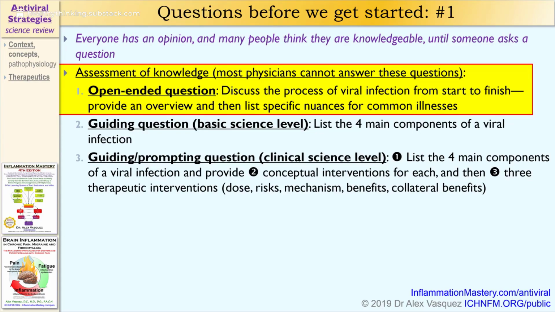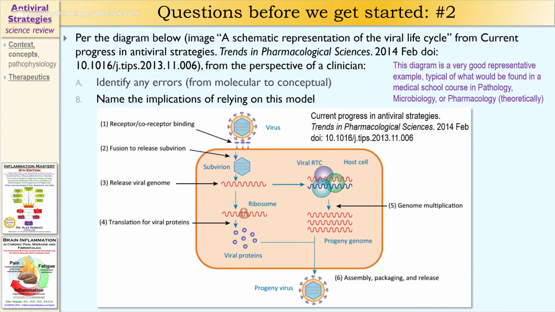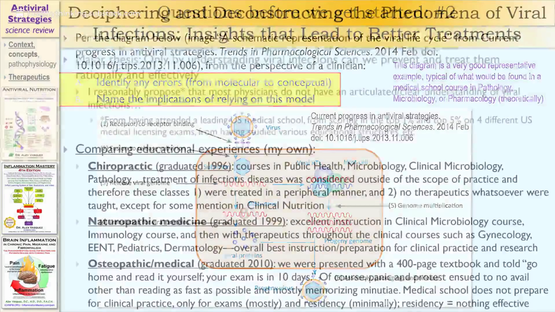I'll answer that question for you in just a moment, after we look at the second question, which is described here. Look at this diagram from a relatively recent journal article. This is a diagram that you would find represented in basically any medical pharmacology or pathology book that discusses viral infections. If you look at this diagram, an astute reader would be able to identify what's wrong with it if it is to be used as our model for viral infections, and I'll show you my answers to that in just a moment.